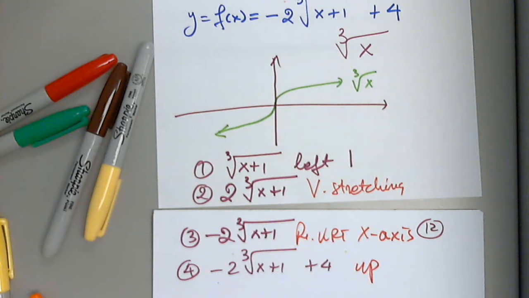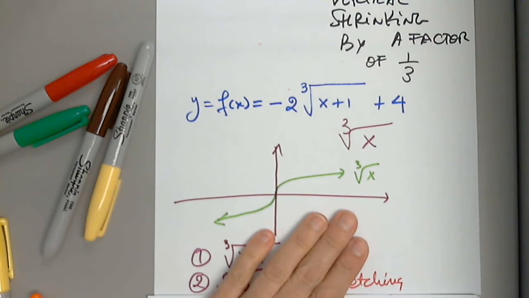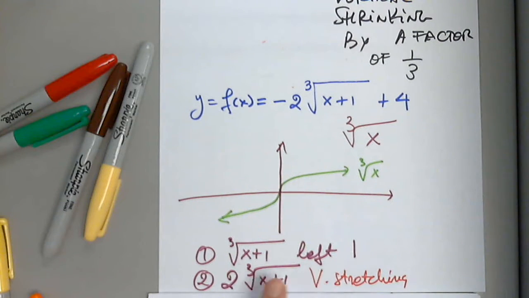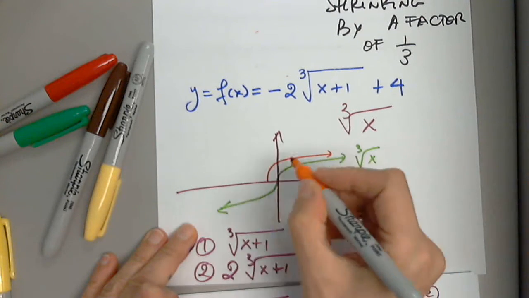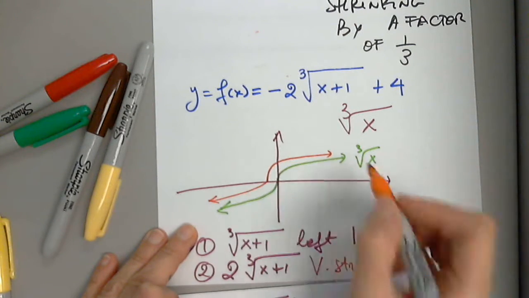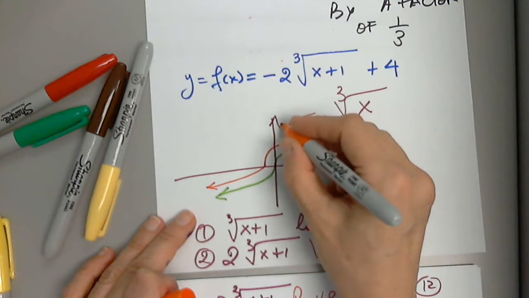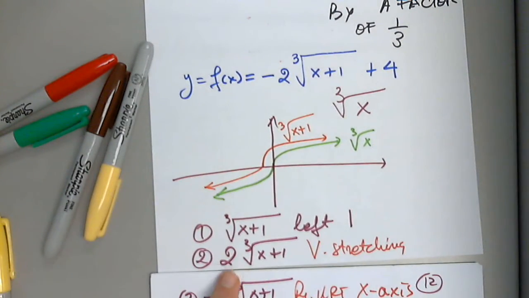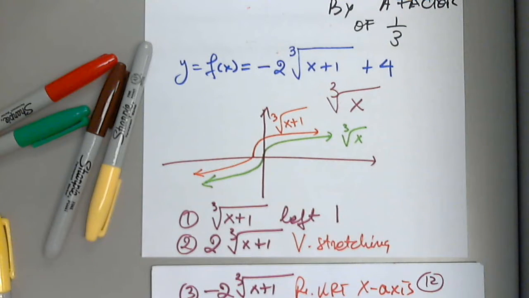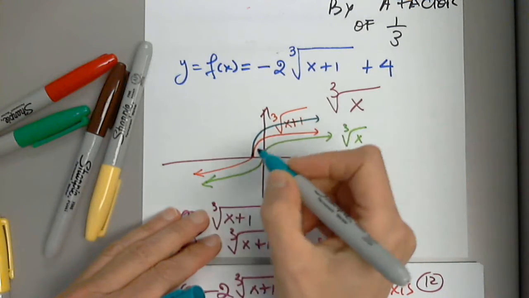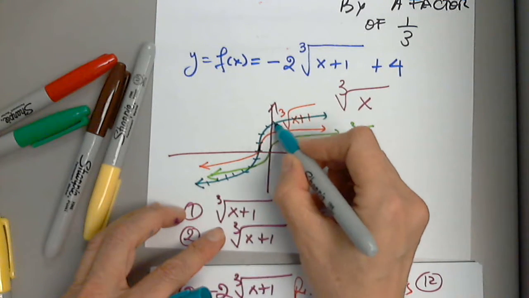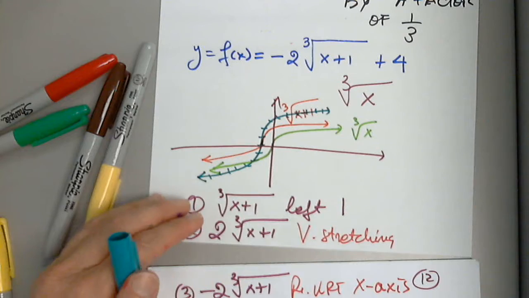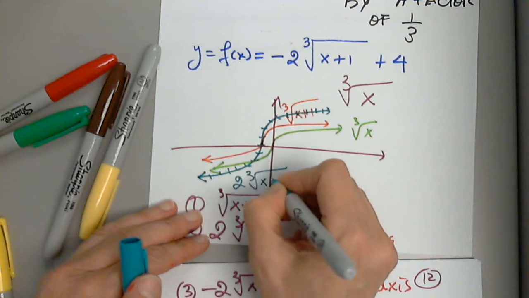So we do have this cube root of x. The first step you told me to shift it 1 to the left. I'm going to do just that. A little exaggerating, it shouldn't be that high. So this is the cube root of x plus 1. Then you told me to stretch it vertically. Okay, so this is higher and this is lower. So this graph is twice the cube root of x plus 1.